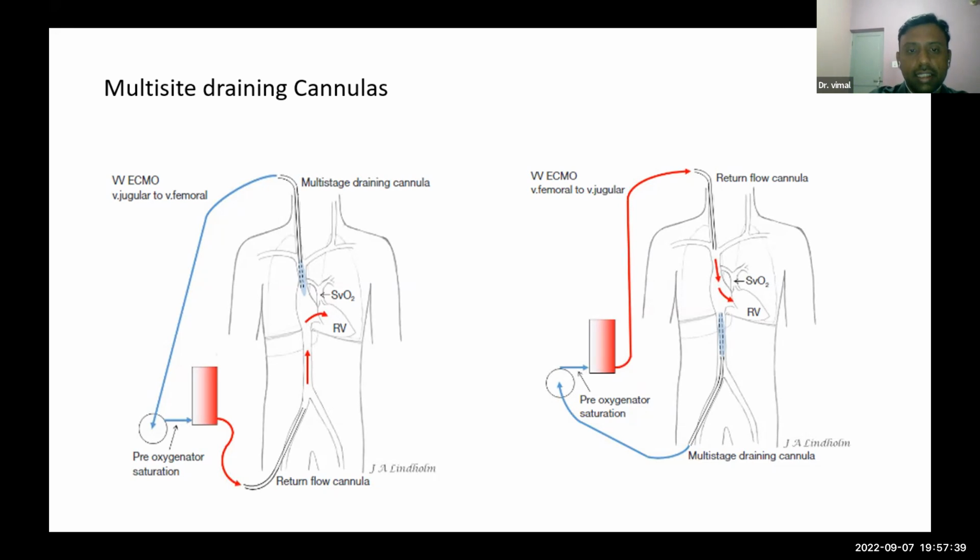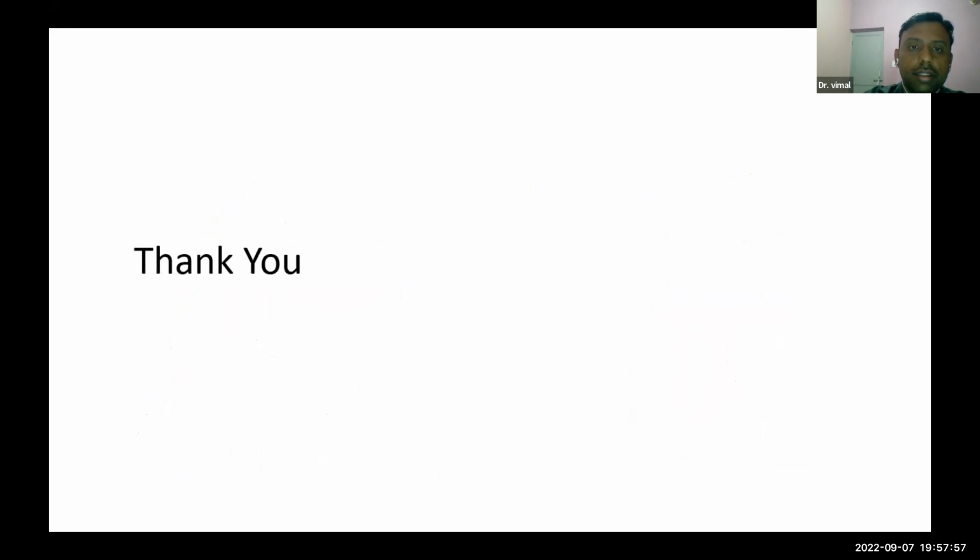So to avoid this, there are cannulas that have been designed to keep the vein from collapsing, which have been used with the multi-site draining cannulas, aiding better ECMO circulation during the procedure. So this ends my lecture. It was just a short intro into the various cannulation techniques, what the physiology behind it is, and when we should consider ECMO. Thanks for the opportunity.